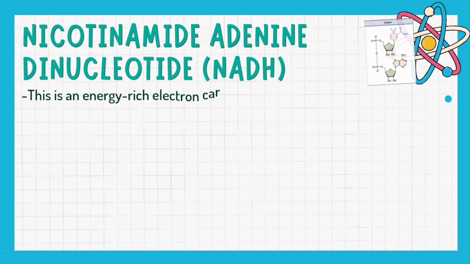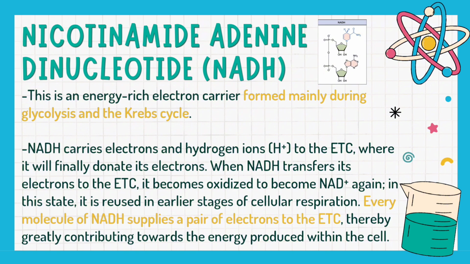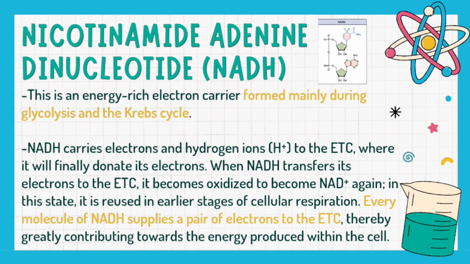And now let us tackle the two electron carrier molecules, and let us start with NADH. It is also known as nicotinamide adenine dinucleotide, and this electron carrier is an energy-rich electron carrier formed mainly during glycolysis and the Krebs cycle. NADH carries electrons and hydrogen ions to the ETC, where it finally donates its electrons. When NADH transfers its electrons to the ETC, it becomes oxidized to become NAD+ again, and in this state, it is reused in earlier stages of cellular respiration.